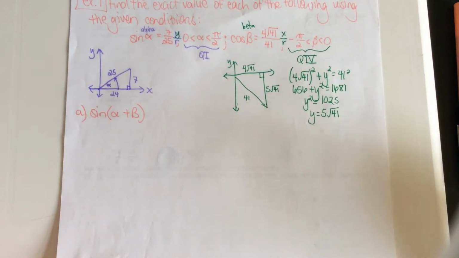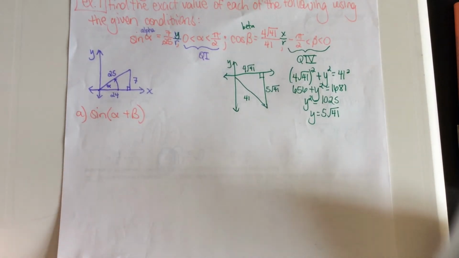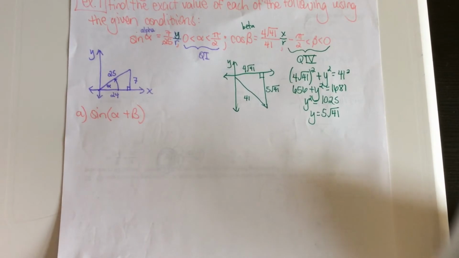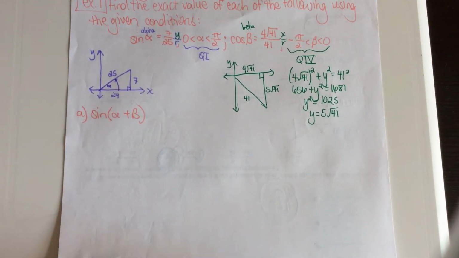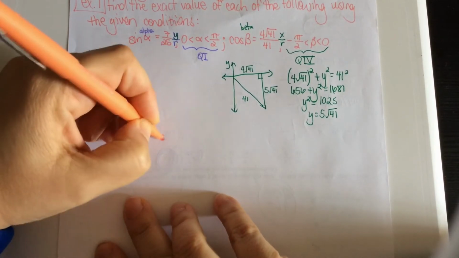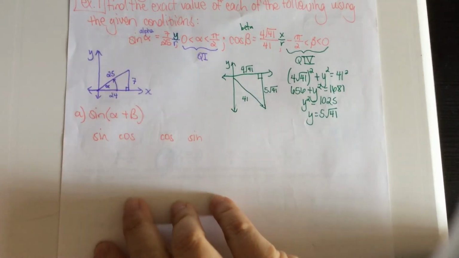So I'm going to go ahead and calculate sine of alpha plus beta. Now here's where I really need to know the song. Sine, cosine, cosine, sine, cosine, cosine, sine, sine. So sine is the sine, cosine, cosine, sine part of the song.